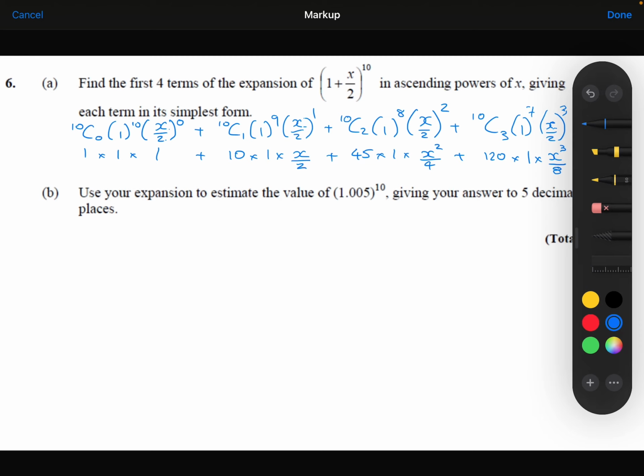And finally, to simplify all of those terms, 1 times 1 times 1 is 1. 10 times 1 times x over 2, well, this is 10 divided by 2, or 10 times 1 half, however you want to think about that, will be 5x.